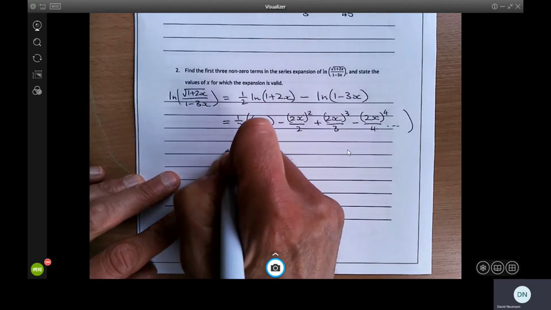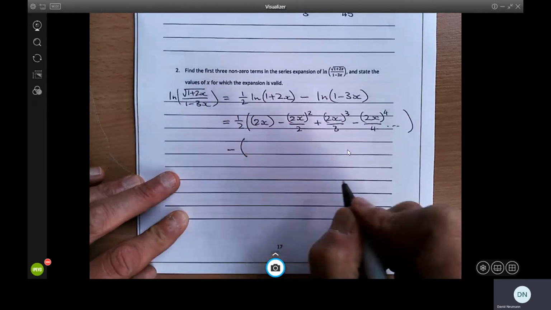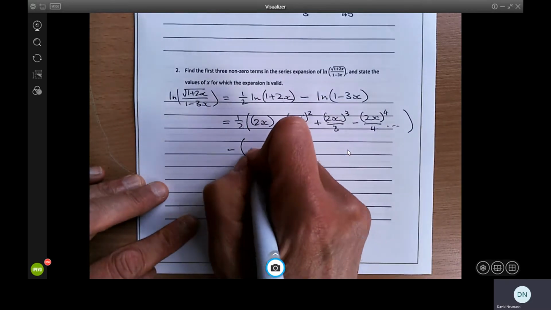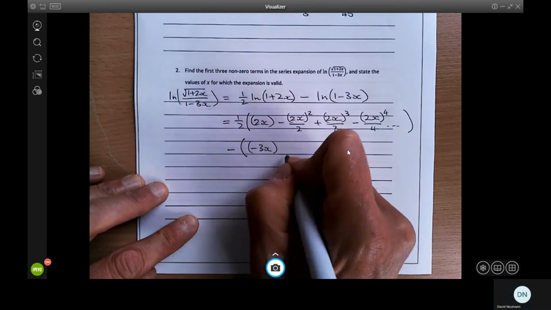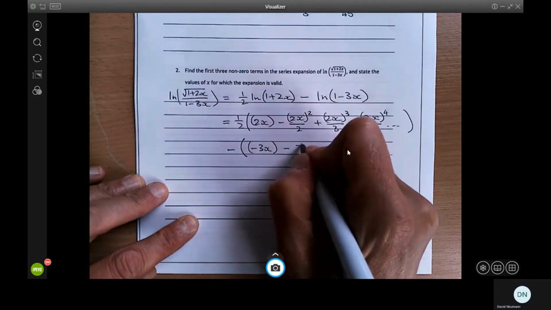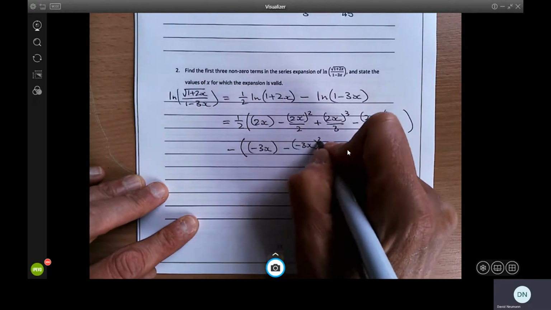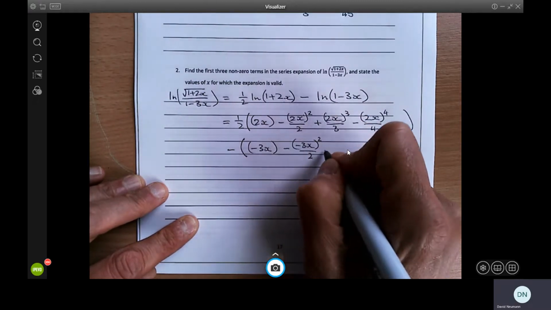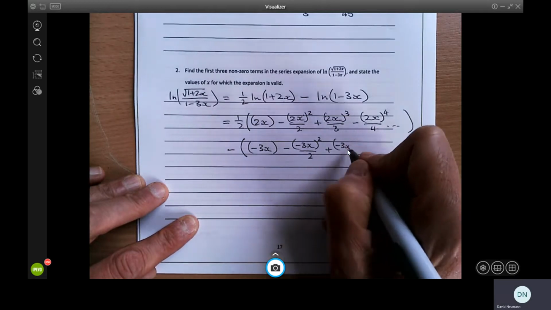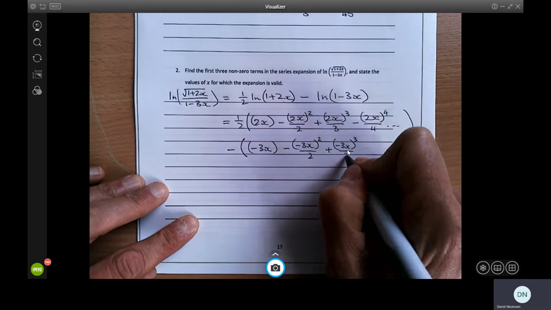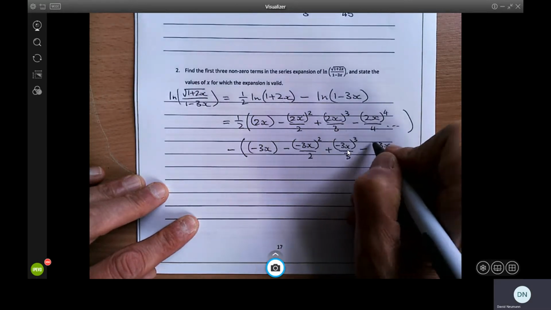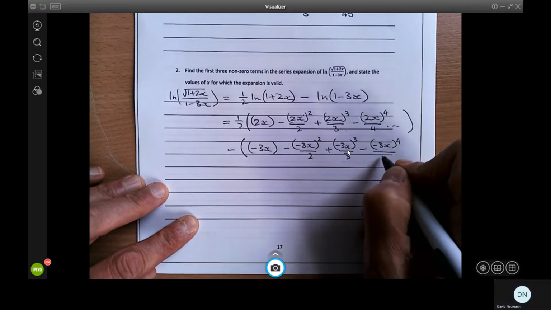So then we're going to say minus, and this is going to be, instead of x, we're going to have minus 3x using the same expansion. So it's going to be minus 3x, minus 3x squared over 2, plus minus 3x cubed over 3, minus 3x power 4 over 4.